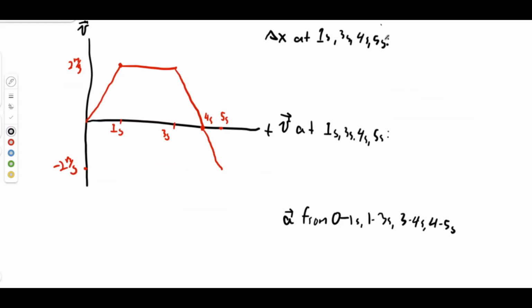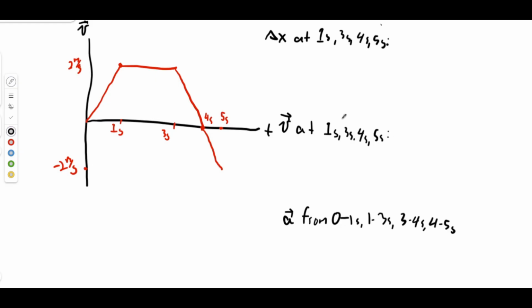So if I have this graph here of velocity versus time, with all these values, we start at 0, then after 1 second, we're at 2 meters per second. Then after 3 seconds, we're still at 2 meters per second. We stay constant there. Then we go down to 0 meters per second at 4 seconds. We go down to negative 2 meters per second at 5 seconds. So I want to know, what is the displacement at these places, what is the velocity at these places, and what is the acceleration over these intervals. Give you a second to pause and figure it out on your own if you want to.